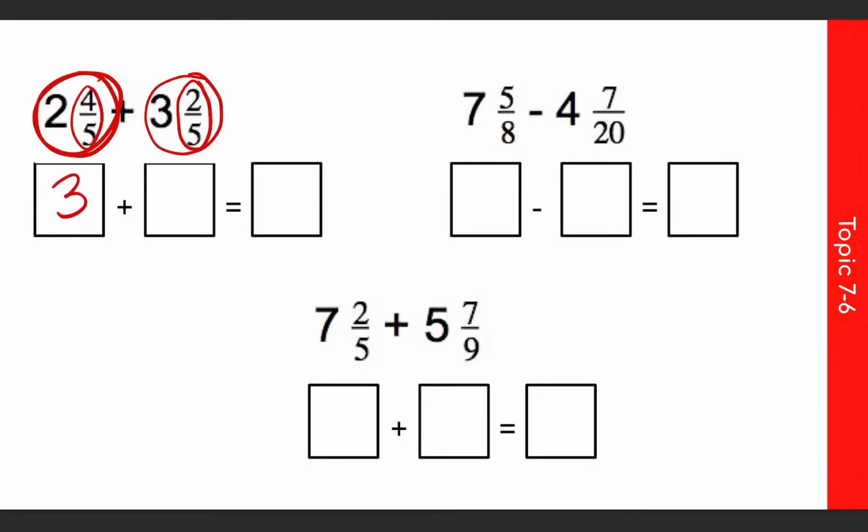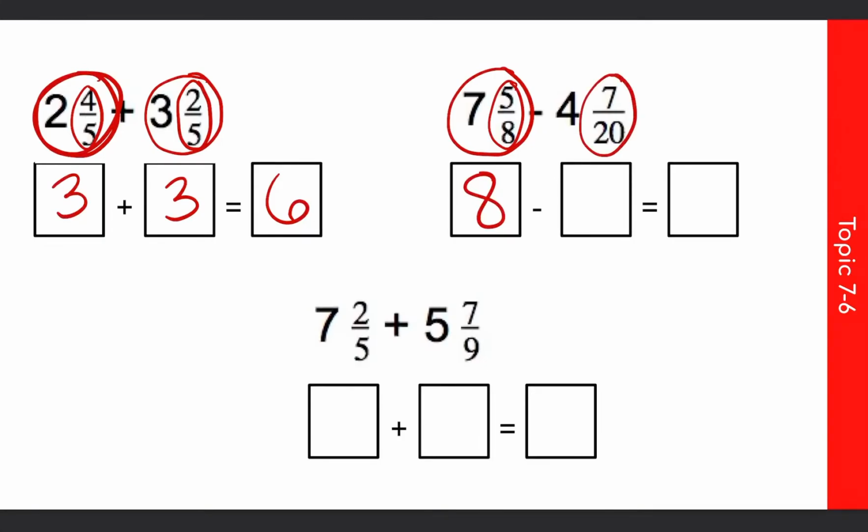Okay, so in this case, we would keep 3 the same, and it would be 3 plus 3 to get 6. The next one, 7 and 5/8. Is 5/8 greater than half or less than half? It's greater than half, so we would round up to 8. 4 and 7/20. Will we round this whole 4 up to 5 or keep it at 4? We would keep it at 4 because 7/20 is less than half. 10/20 is half. So that's why it's important to know those half equivalents, guys.